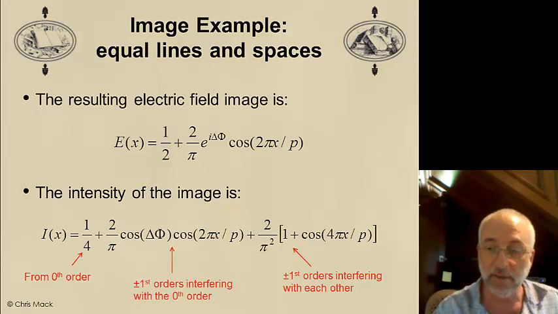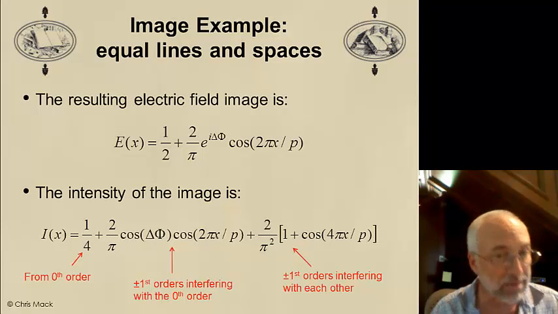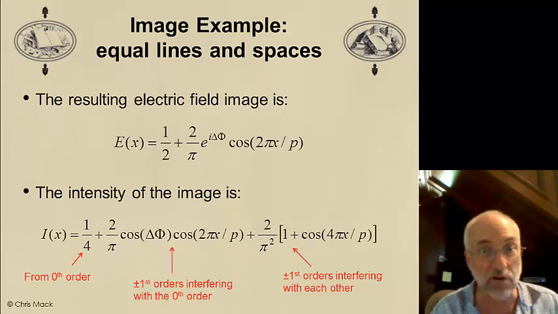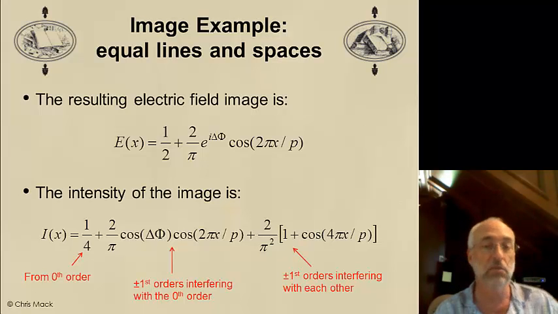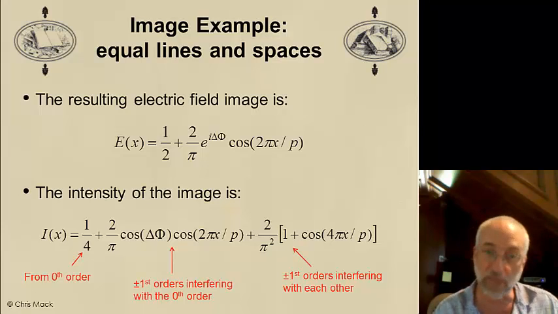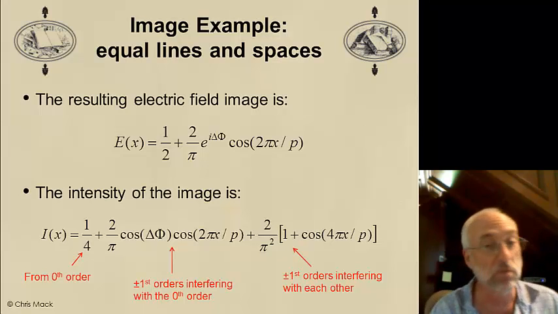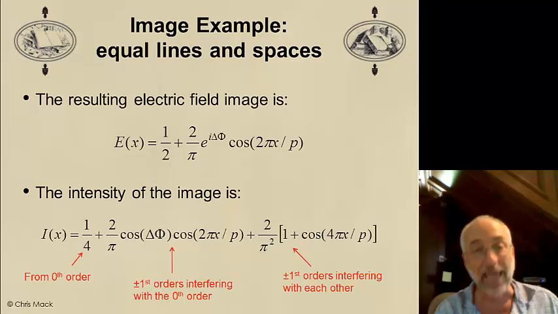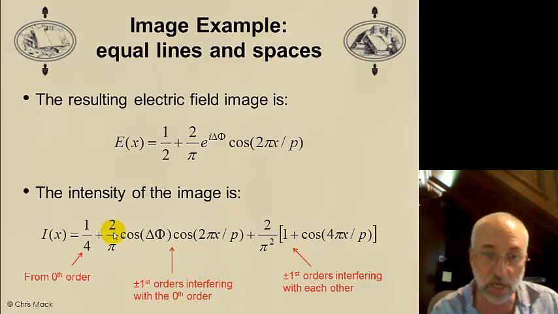On the other hand, the plus and minus first orders interfering with the 0th order produce the middle term. This is the main sinusoidal variation that we see in our image. It's the sinusoidal variation we're trying to achieve, and you see that it has a pitch of p, cosine of 2 pi x over p. The period is the pitch. This is the period we're trying to achieve, and therefore this is the modulation, the up and down of the image that we're hoping to get. And the amplitude of that variation now has a new piece, cosine of delta phi.